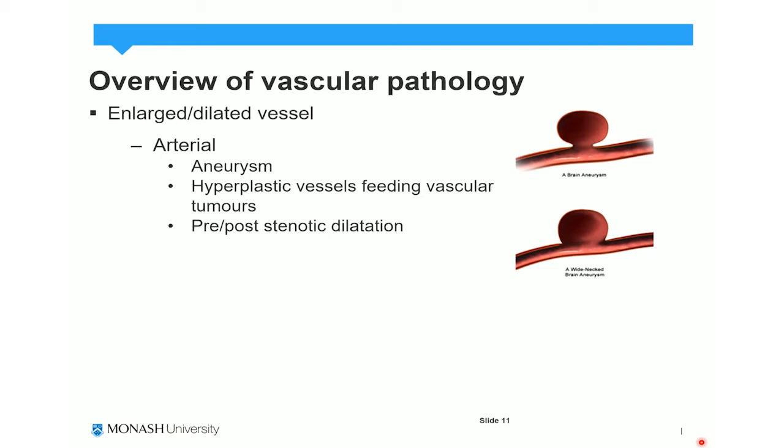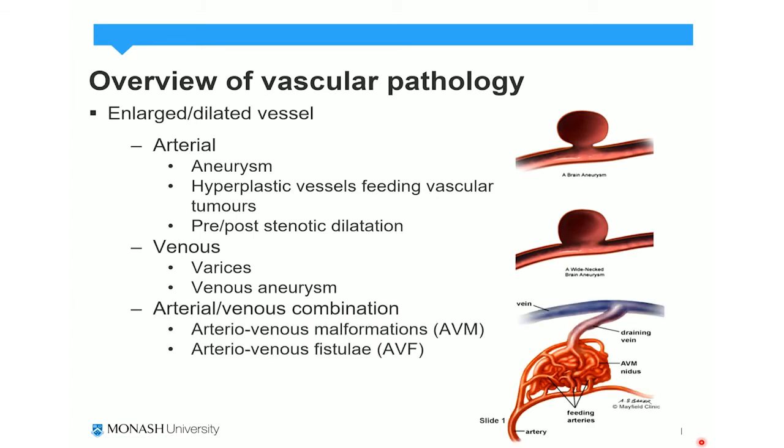There are various reasons for an enlarged or a dilated vessel. One could be an aneurysm. Another one could be hyperplastic vessels feeding vascular tumours, and also pre- or post-stenotic dilatation. In the venous system, this could be due to varices, so enlarged vessels finding a path around a narrowing, or a venous aneurysm. Combination of venous and arterial can result in arteriovenous malformations or arteriovenous fistulas, which is shunting across the capillary bed.